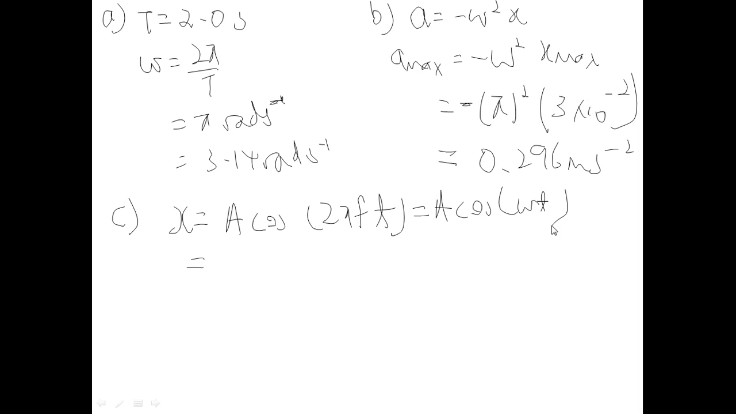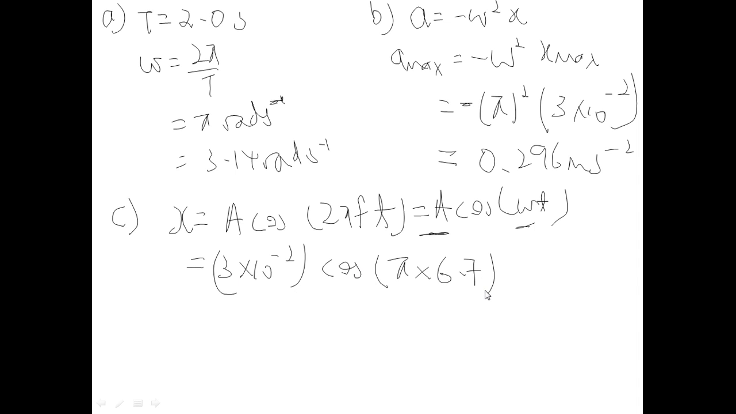Okay, now you have all the parameters already. You have omega, so immediately you can substitute inside. Your A is 3 times 10 power negative 2, and then your cos, your omega is actually pi, now times the t. So the time that you require is 6.7.